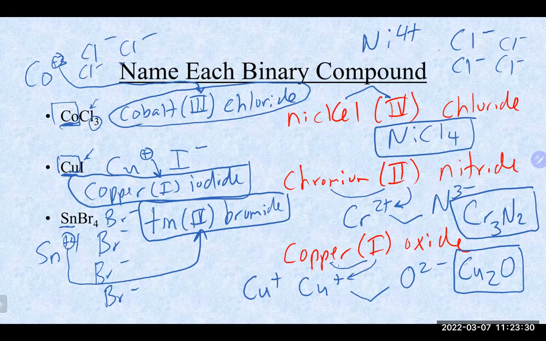We don't need the Roman numeral on type 1 because it is understood that they have fixed charges and they can make no other charges. So you don't have to tell people, hey, sodium is going to be +1, because it should always be +1. So in the cases where the metal can make multiple types of charges, we need the Roman numeral basically to tell people which one we're dealing with. Any questions on type 1 or type 2 naming here? All right.